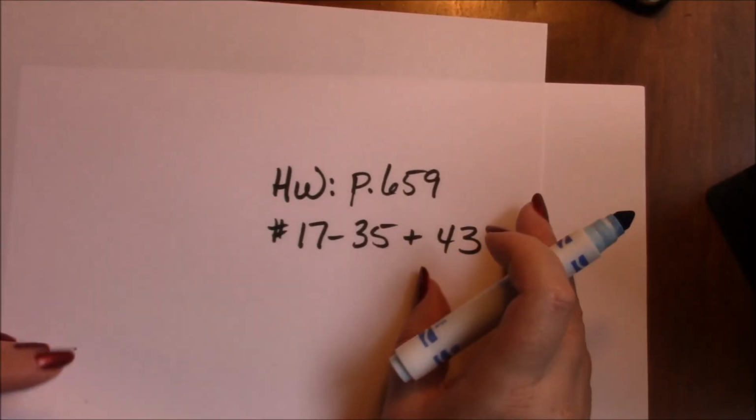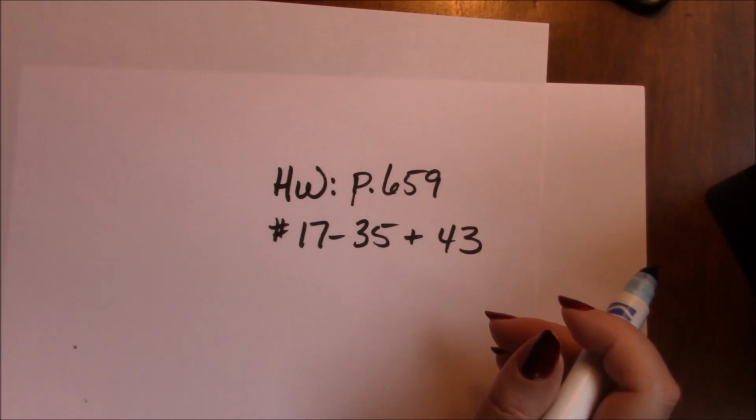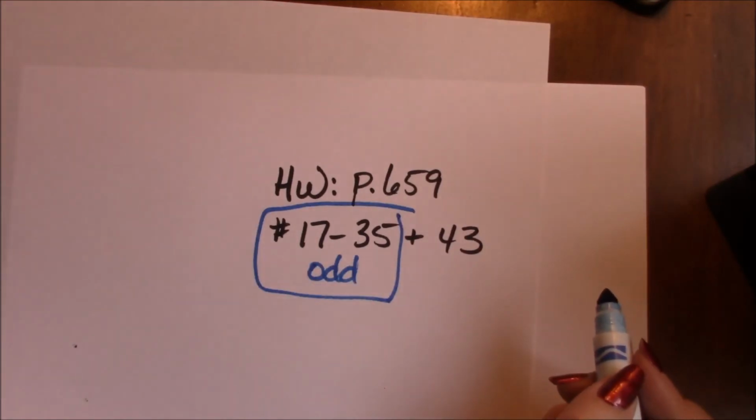So your homework tonight starts on page 659. It's numbers 17 through 35 plus 43.